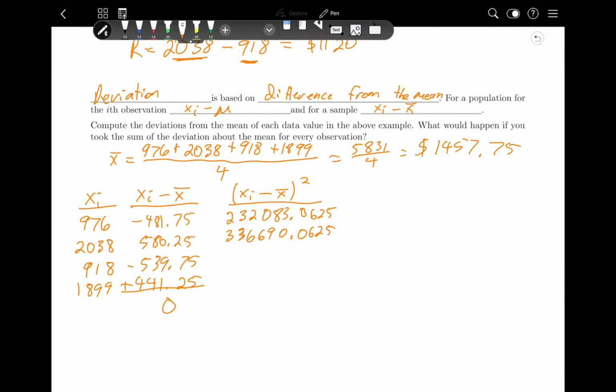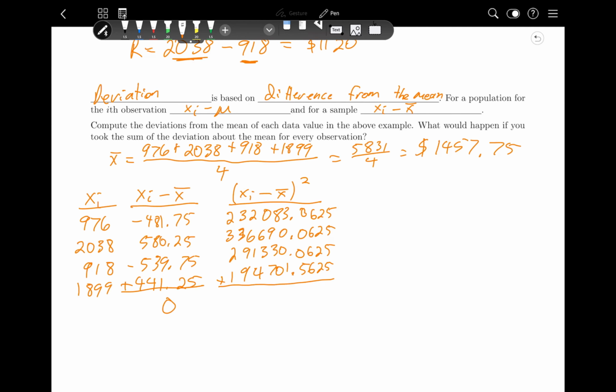Negative 539.75 squared is negative 291, not negative, sorry, positive, because remember when you square a negative you get a positive because negative times a negative is positive, so 291,330.0625, and then 441.25 squared is 194,701.5625. Okay, and now if we add all those up and then divide by 4, we'll get an average of the deviations, which might be a good way to do this.